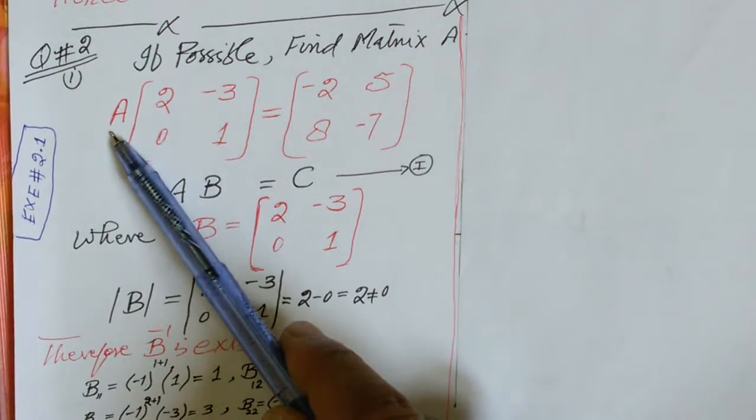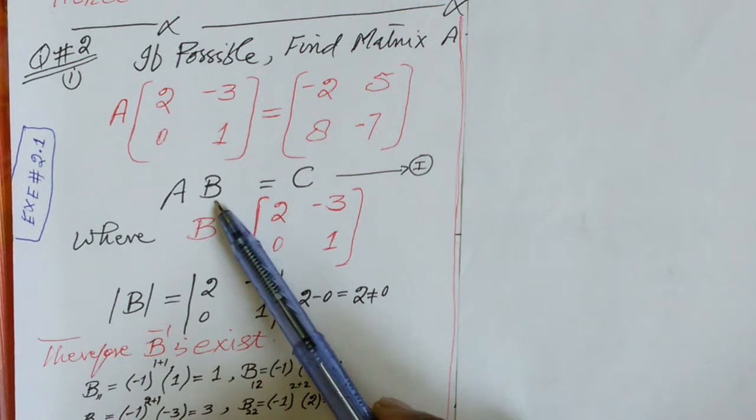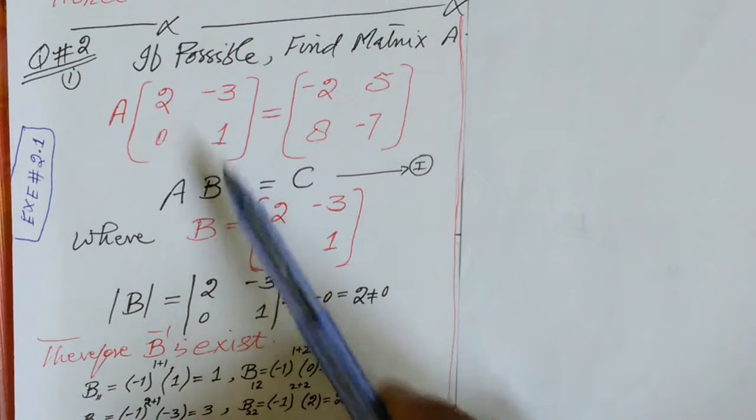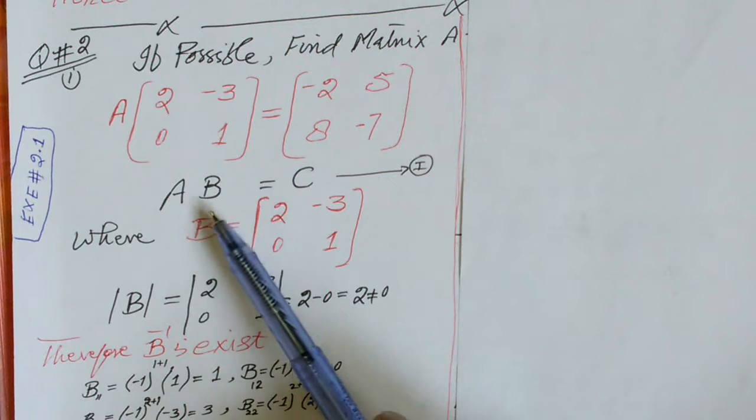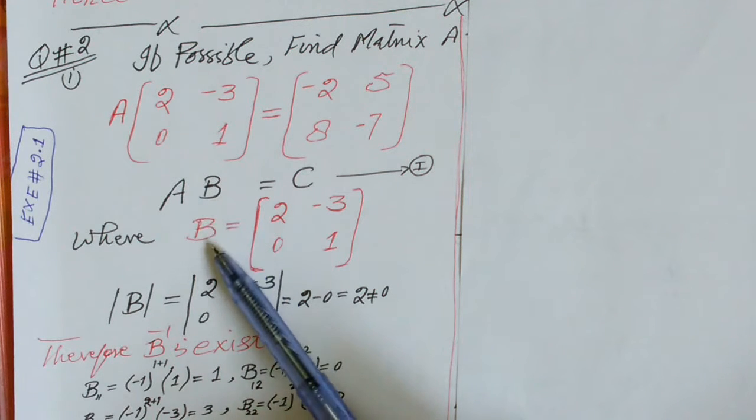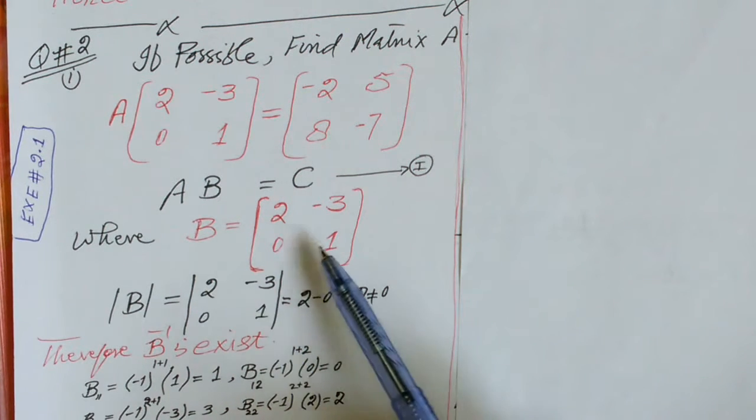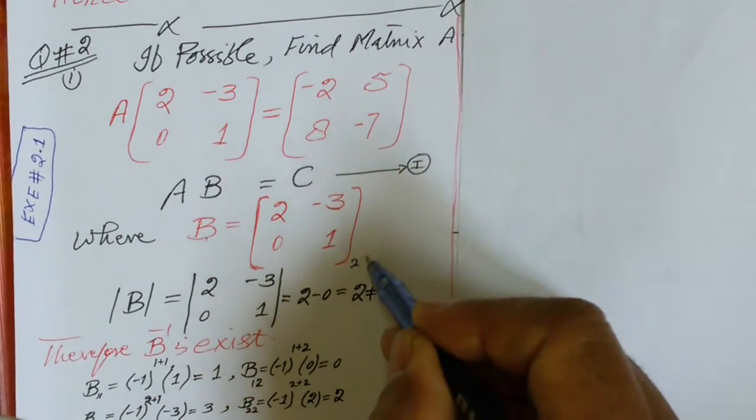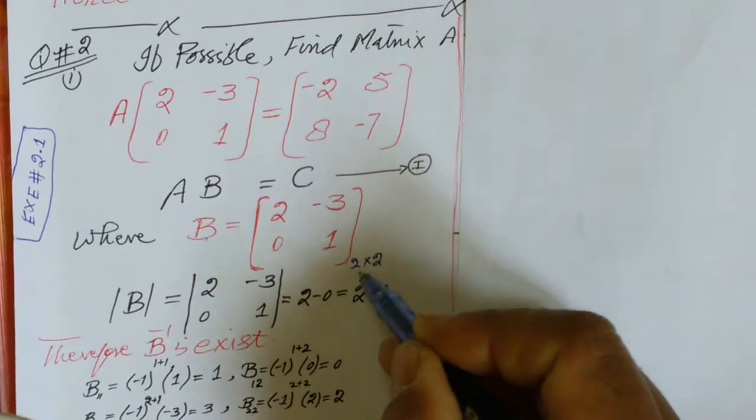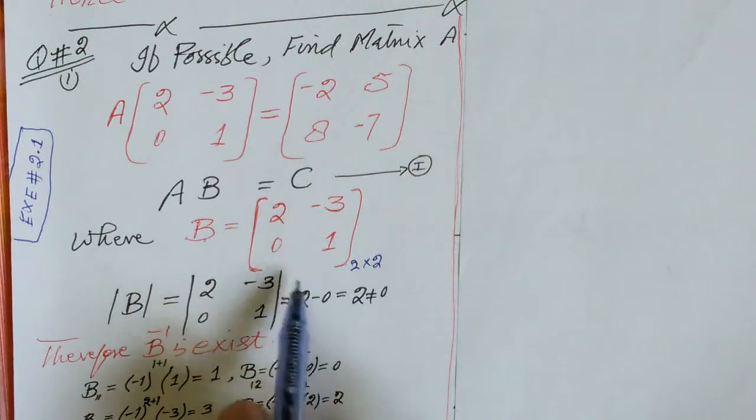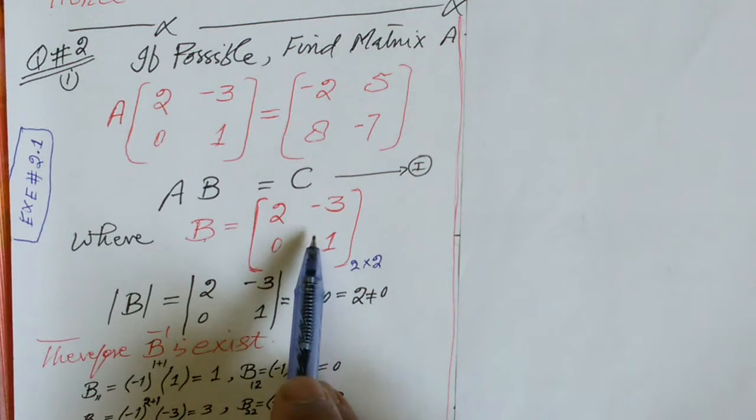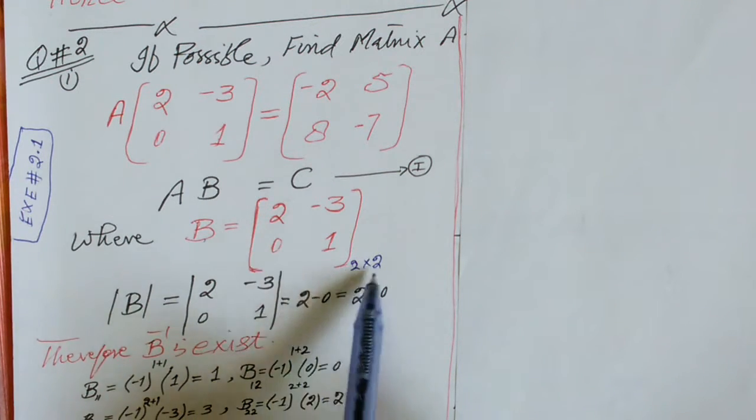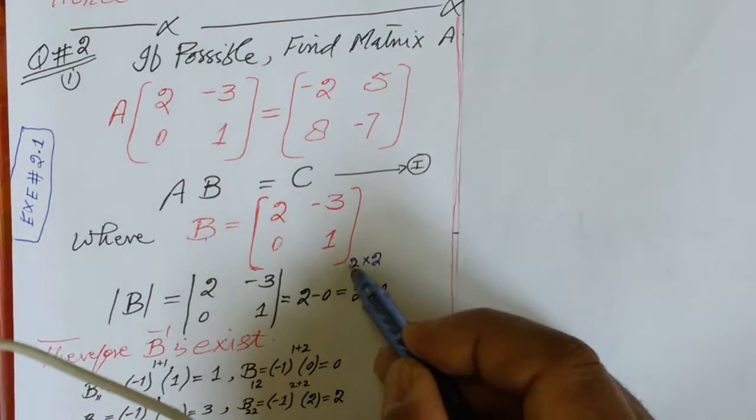The solution for the matrix A is possible only when the inverse of the matrix B is possible. For the inverse of the matrix B, first we have to check the conditions. The first condition is that the matrix B is a square matrix. So the order of the matrix B is 2 cross 2, and the matrix B is a square matrix.